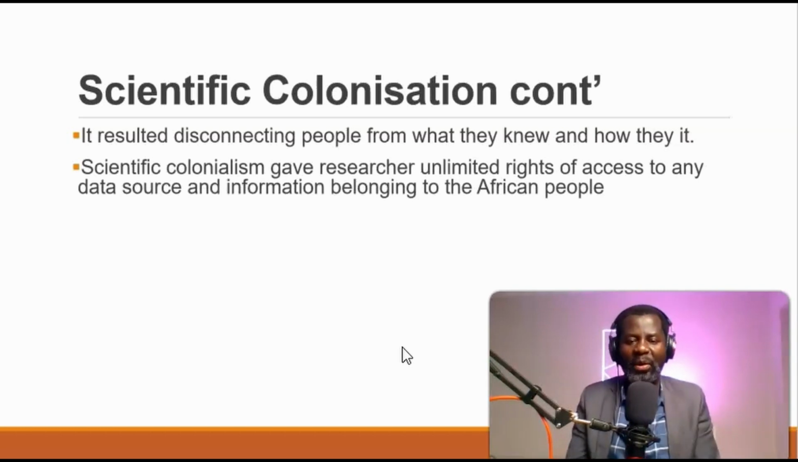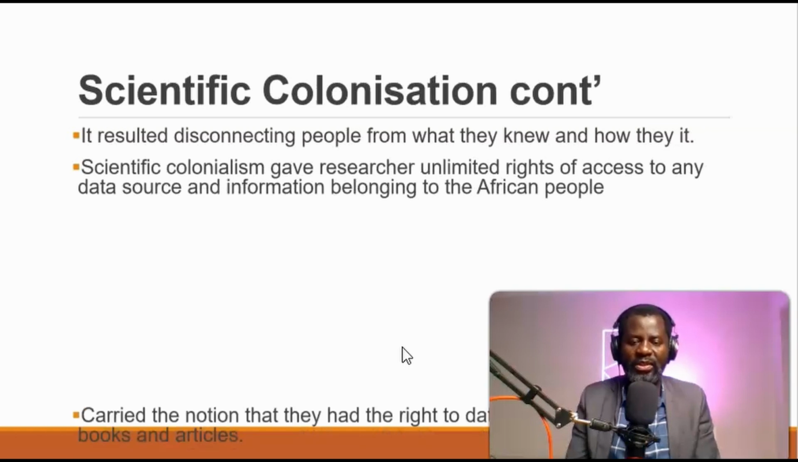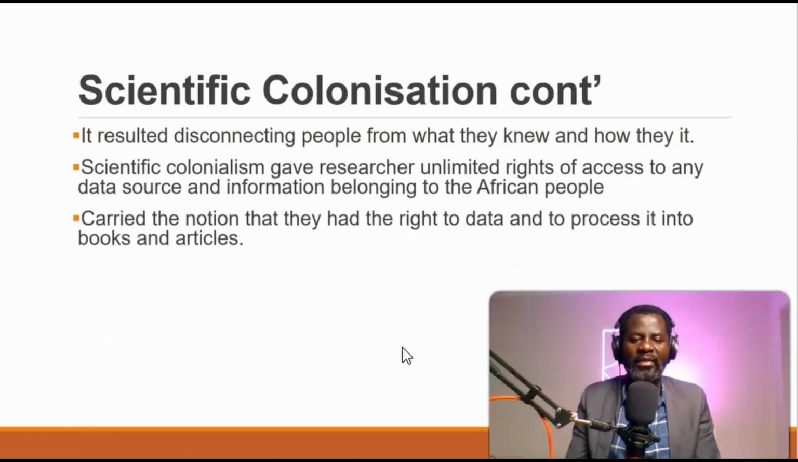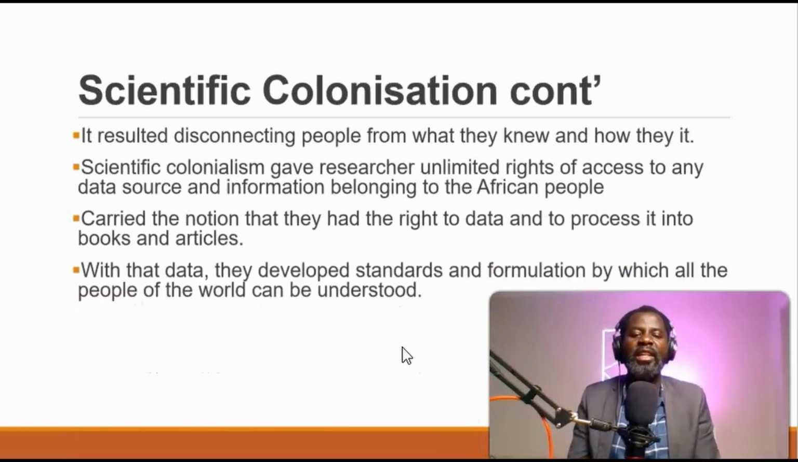African people almost lost their grip on their own knowledge. These researchers, these first newcomers, carried out the notion that they had the right to data and to process it into books without involving indigenous people. With that data, the Europeans who came to Africa developed standards and formulations by which all the people of the world could be understood.